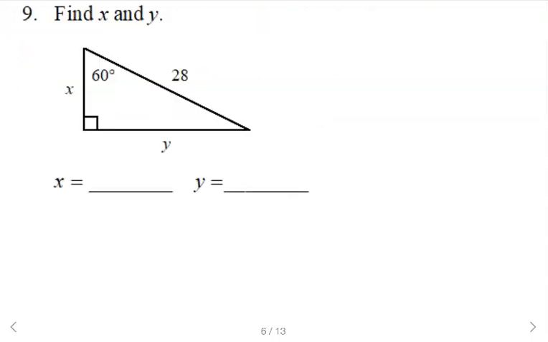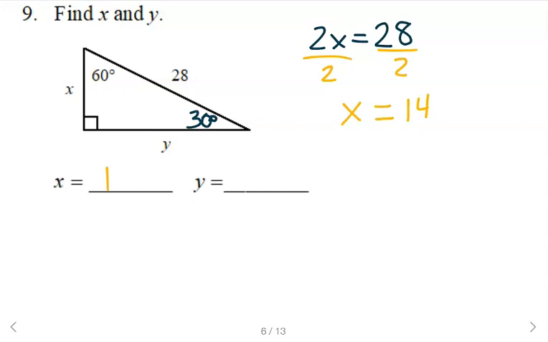All right, here we've got a 90-degree angle, 60-degree angle, and so this is a 30, 60, 90 triangle. It's one of those special triangles. The short leg is across from the 30-degree angle. That's the x. The hypotenuse is 2 times x, 2 times the short leg. So you can solve for x by dividing by 2. And so x is 14.